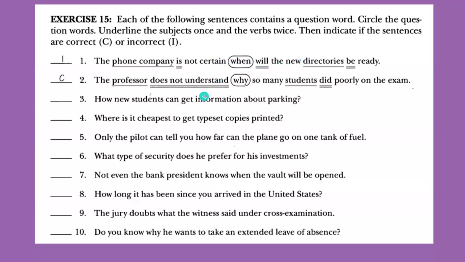Number 2, correct. The professor does not understand why so many students did poorly on the exam. This question word is joining the two clauses. Therefore, I need to have a subject, verb, object structure. Okay? So get your piece of paper and answer 3 to 10.